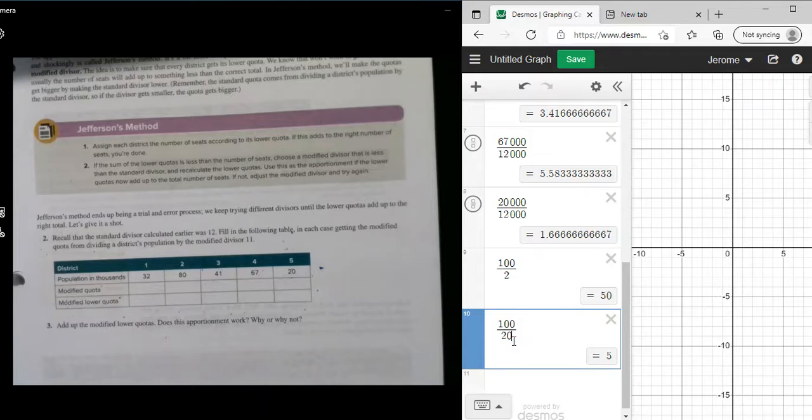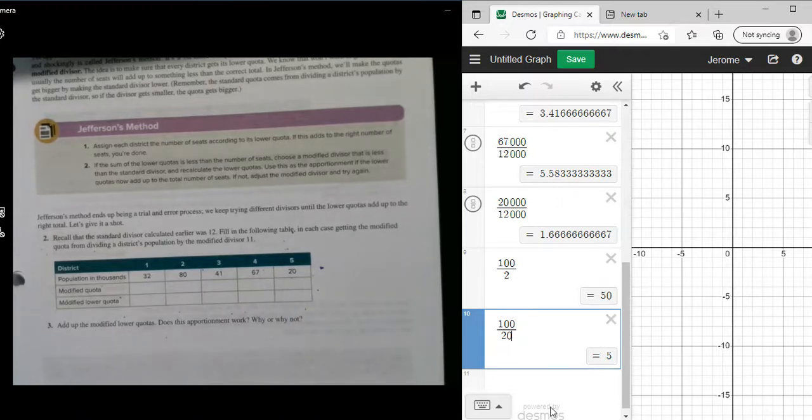Recall that the standard divisor calculated earlier was 12. Fill in the following table. Now, first of all, we know 12 actually means 12,000. In each case, we get a modified quota from dividing a district's population by the modified divisor 11. And remember, this 11 is 11,000. So they want us to take each one of these and divide it by 11,000.